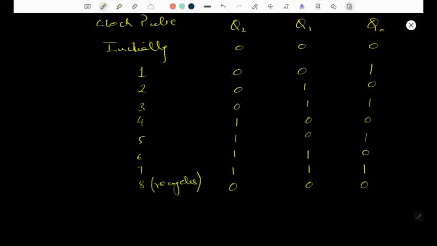So here you can see how the 2-bit and the 3-bit asynchronous binary counters are working. So this is it up till now in this lecture. Thank you. Thanks a lot.